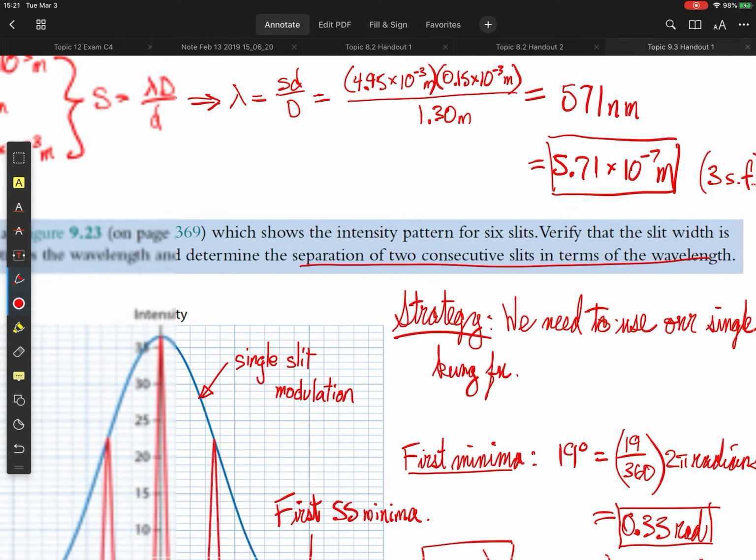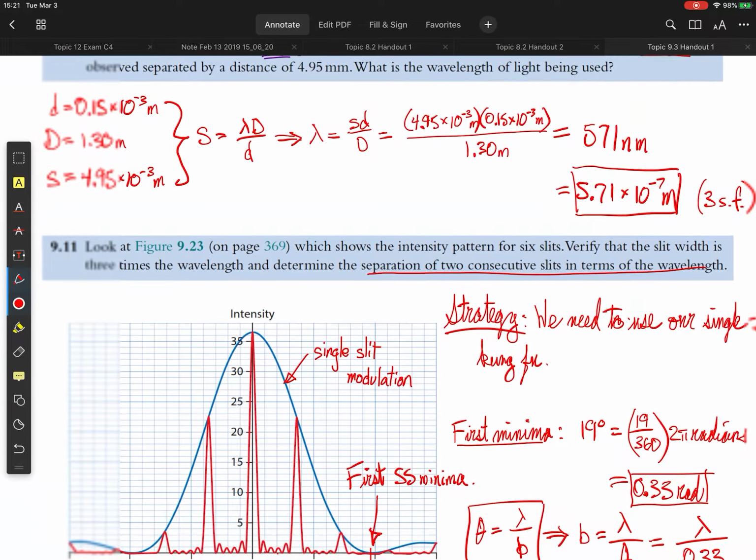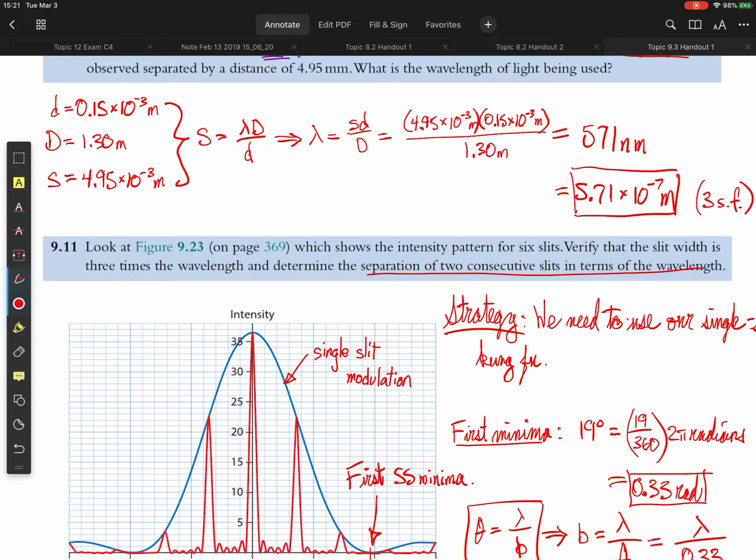Okay, next. So for 9.11, our problem is in three parts. First, we need to verify that the slit width is 3 times the wavelength and determine the separation of 2 consecutive slits in terms of the wavelength. So first, we need to look at that 3 times the wavelength.